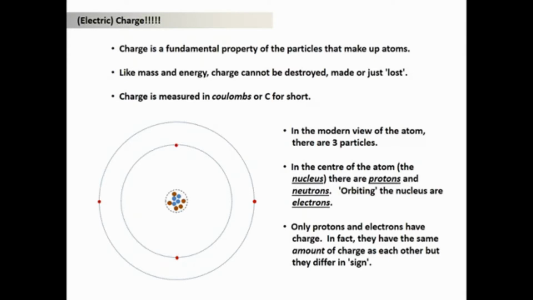In the modern view of the atom, there are three particles. In the center of the atom, the nucleus, there are protons and neutrons. Orbiting the nucleus are electrons. Only protons and electrons have charge. In fact, they have the same amount of charge as each other, but they differ in sign.